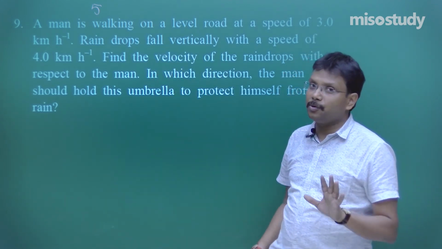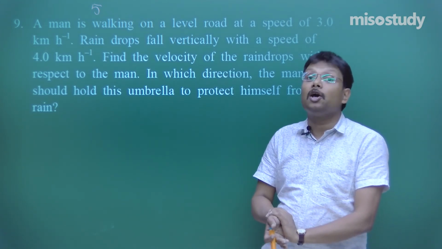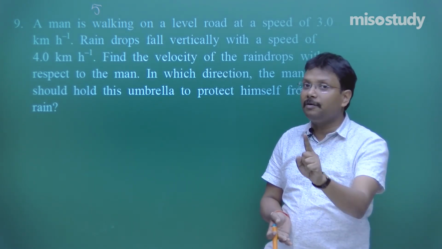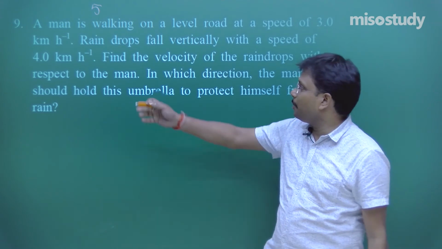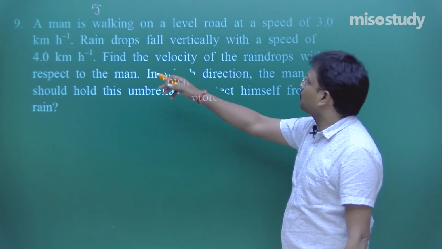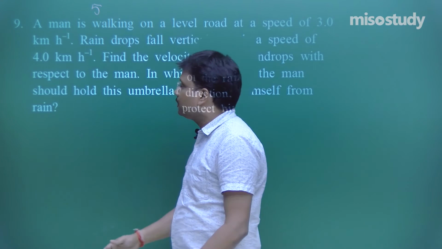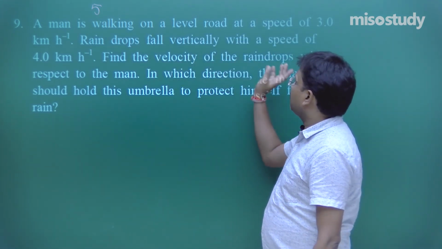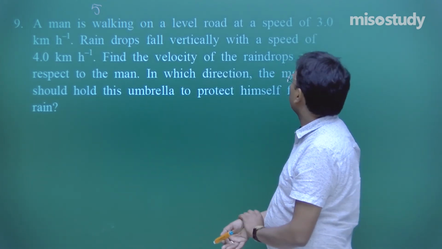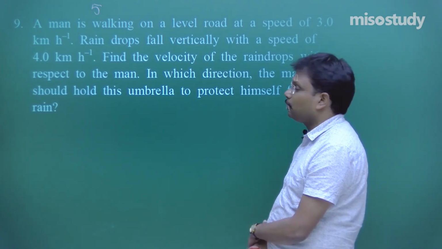Let's say for example in this question, it's basically a numerical based upon the idea of vector resolution. So the first strategy is to check the student's understanding of vector resolution. Number 1, a man is walking on a level road at a speed of 3 km/h. It's like that, I am walking like this with some speed. Raindrops fall vertically. Now raindrops are falling like this, in their own reference frame with some velocity. Find the velocity of the raindrops with respect to the man.